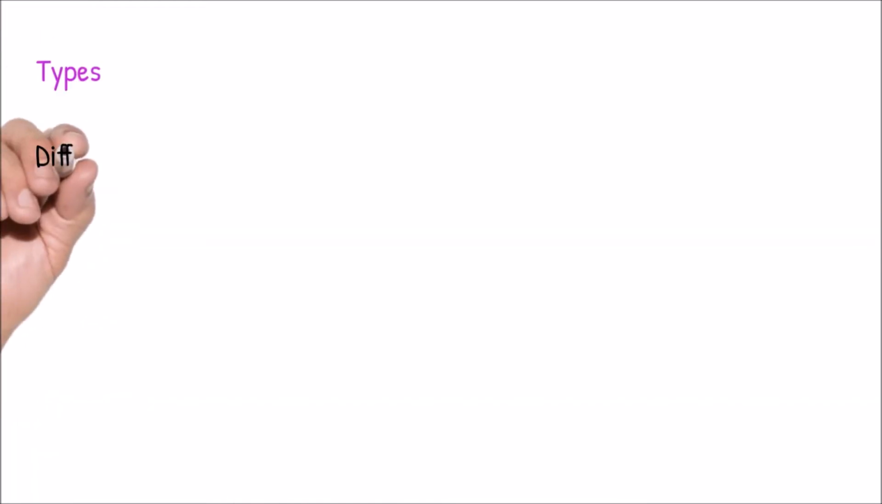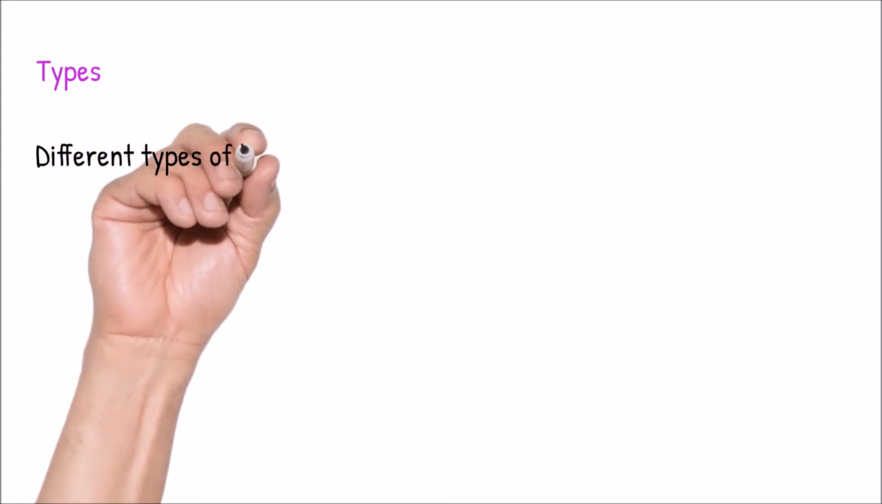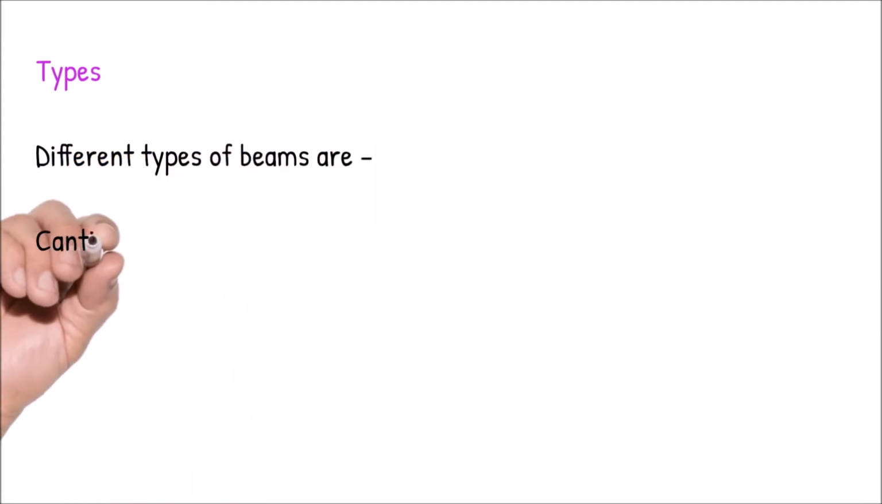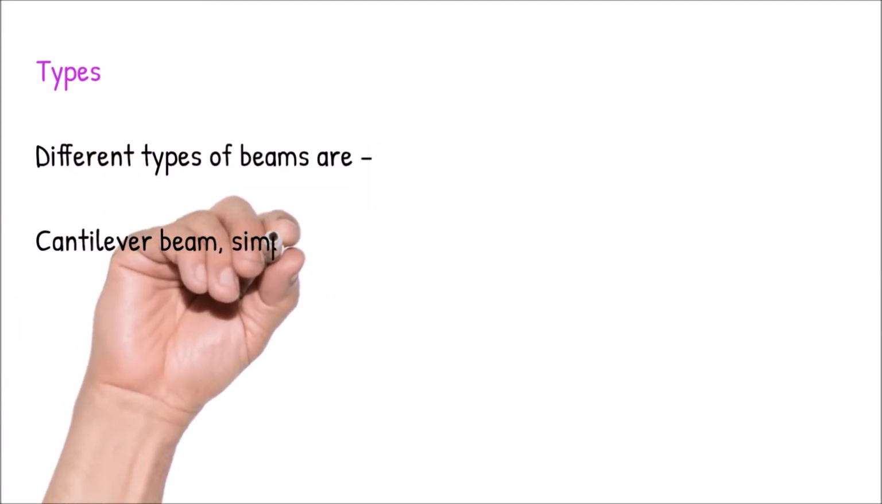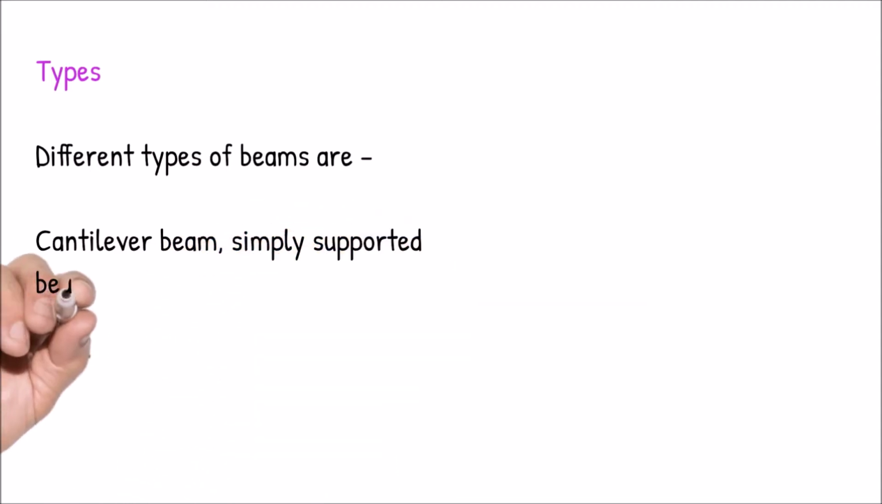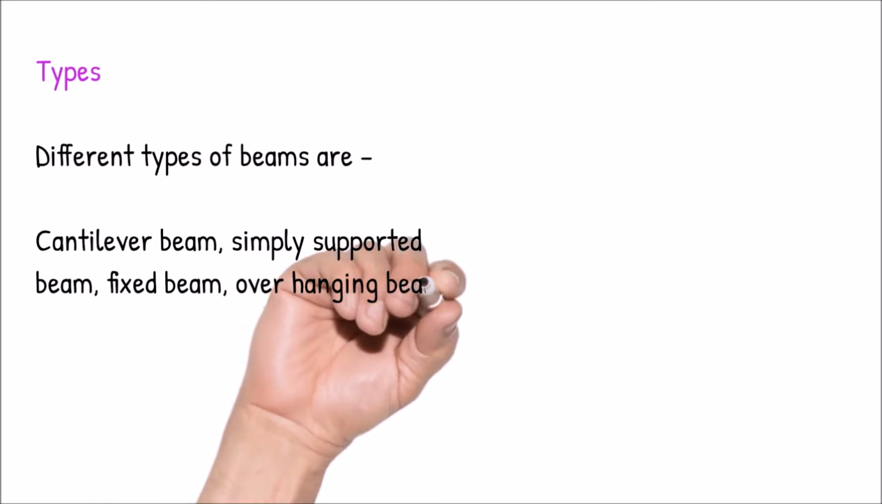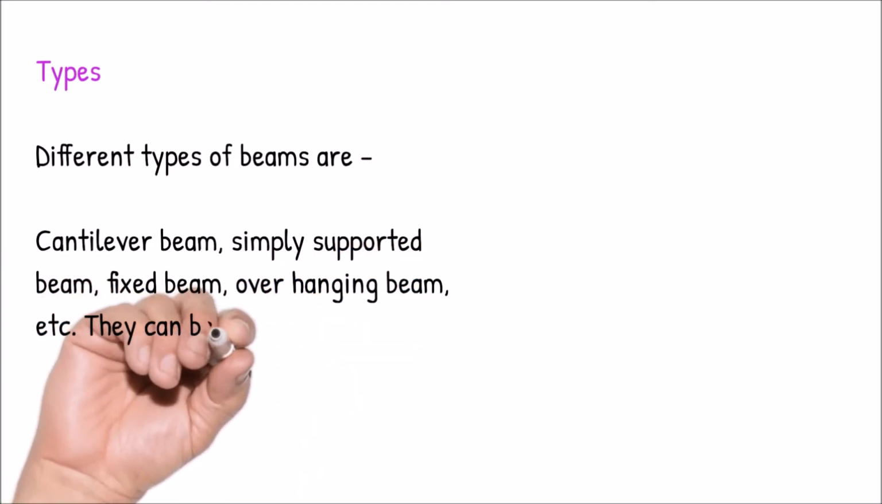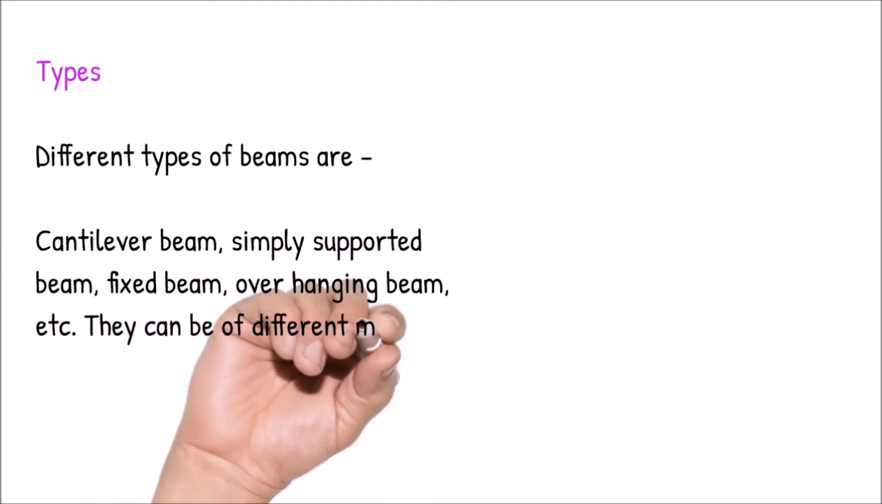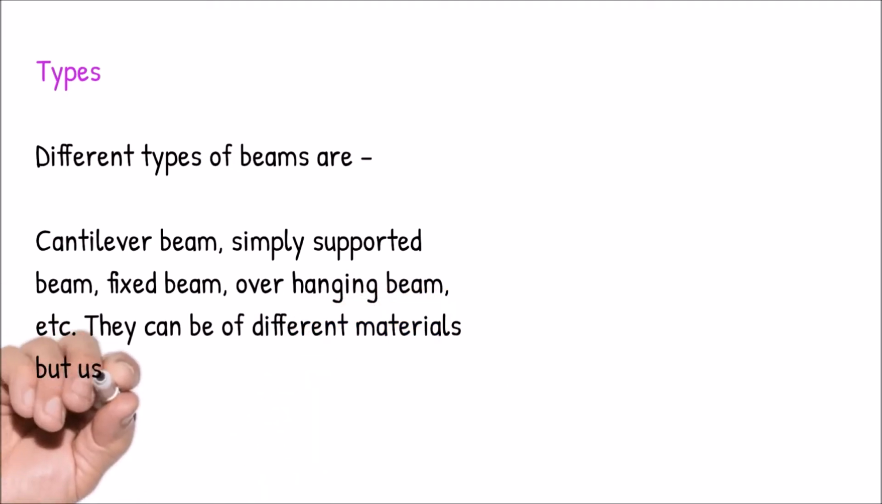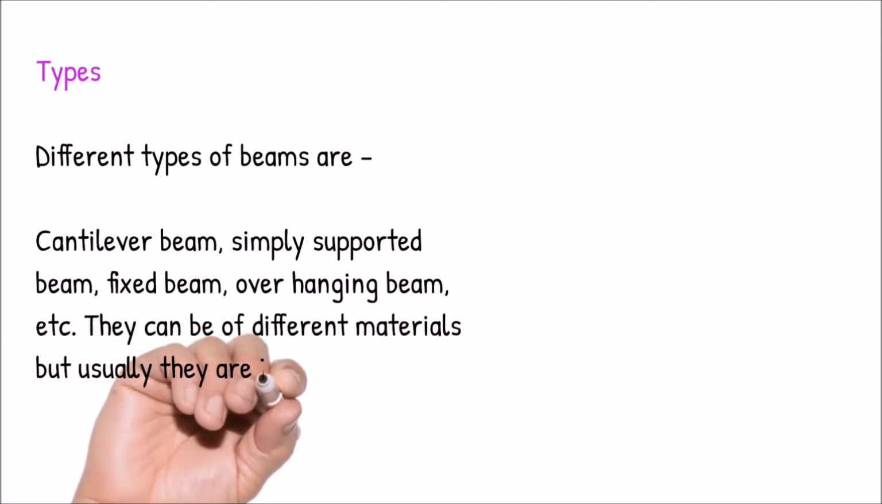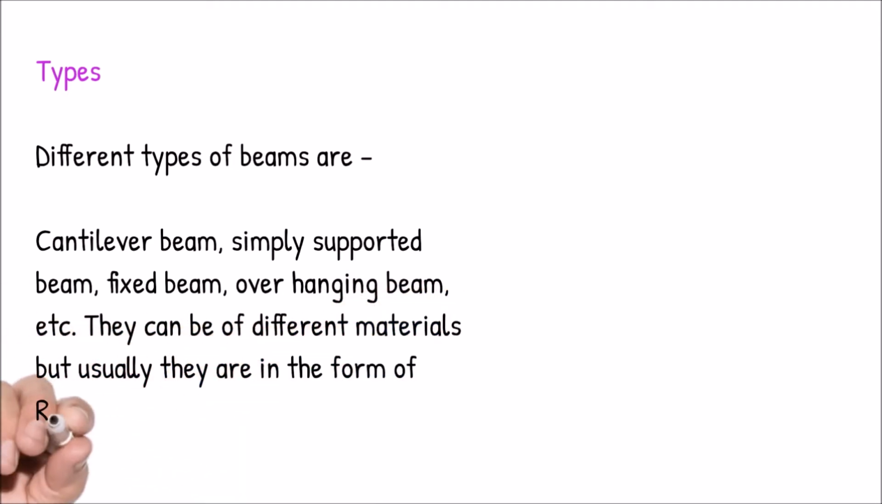Types: different types of beams are cantilever beam, simply supported beam, fixed beam, overhanging beam, etc. They can be of different materials, but usually they are in the form of RCC.